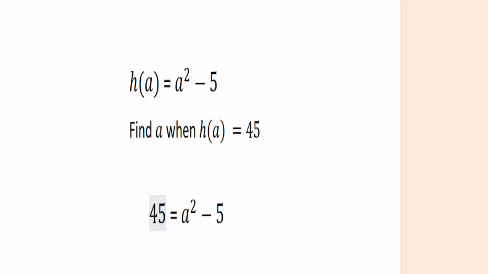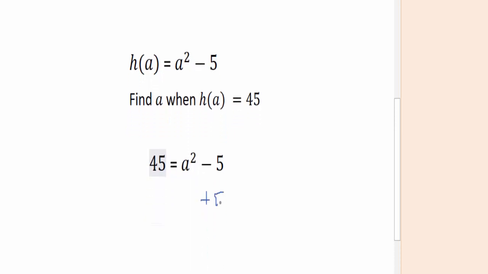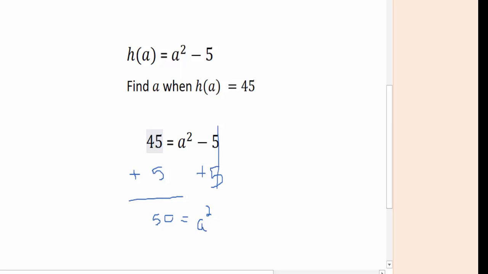So to solve this, we're actually going to do more of this tomorrow, but we should realize that we add 5 to both sides. That cancels this on this side, and over here 45 plus 5 is 50. So we have 50 equals a squared. And the opposite of squaring something is to take the square root. So we're taking the square root of both sides.